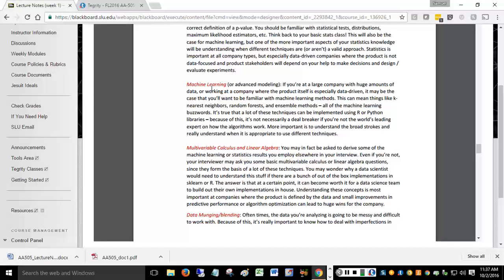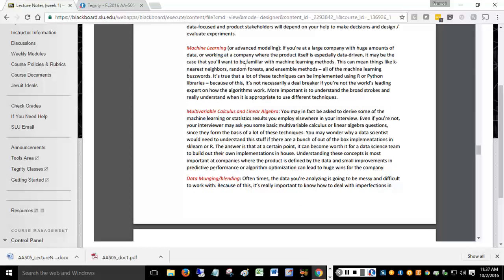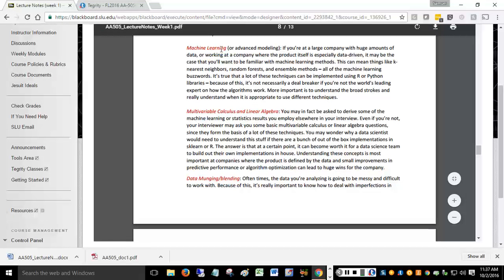The article listed machine learning. I added advanced modeling. If you're at a large company with a lot of data, and it's data-driven, then you need to understand these statistical techniques. Machine learning is a method of classification. There's other ones, like cluster analysis, random forest trees, all of these machine learning buzzwords.